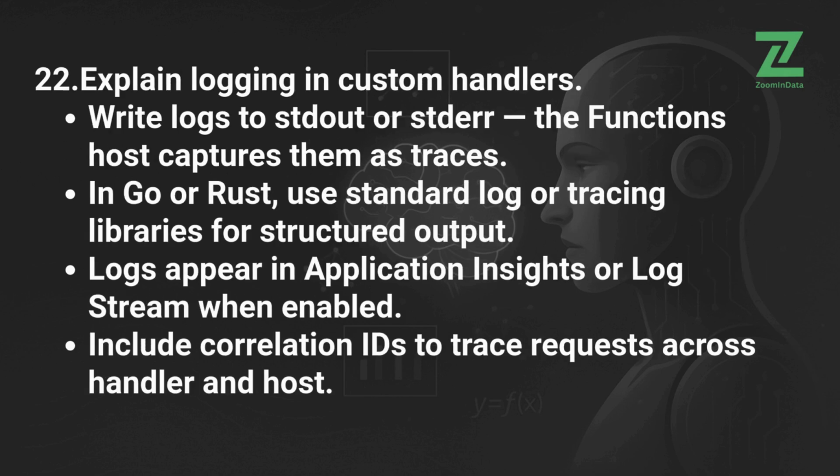Explain logging in custom handlers. Write logs to stdout or stderr. The function's host captures them as traces. In Go or Rust, use standard log or tracing libraries for structured output. Logs appear in Application Insights or Log Stream when enabled. Include correlation IDs to trace requests across handler and host.